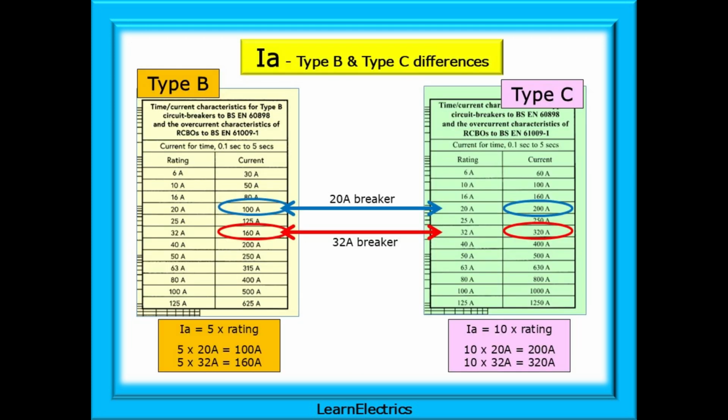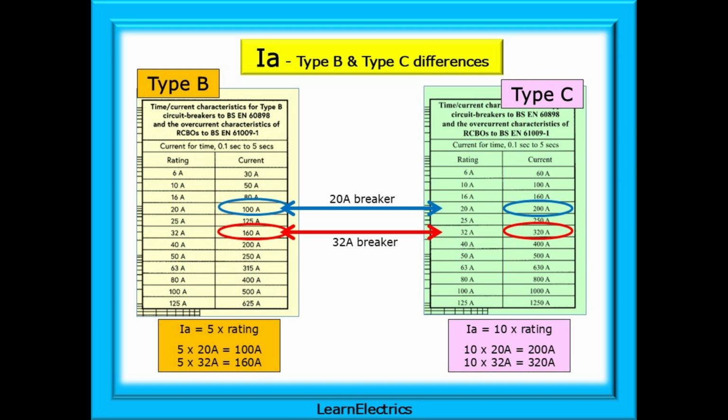Circuit breakers can be different too. There are type B, type C and type D breakers, and they all have a different IA requirement. This slide compares the type B and type C devices. A type B 20 amp breaker has an IA of 100 amps, whereas a type C has an IA of 200 amps. This is because a type C responds more slowly to fault currents and therefore needs a bigger IA to meet the required disconnection time.